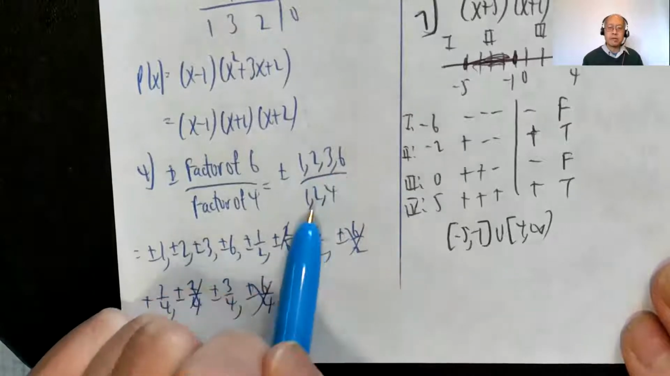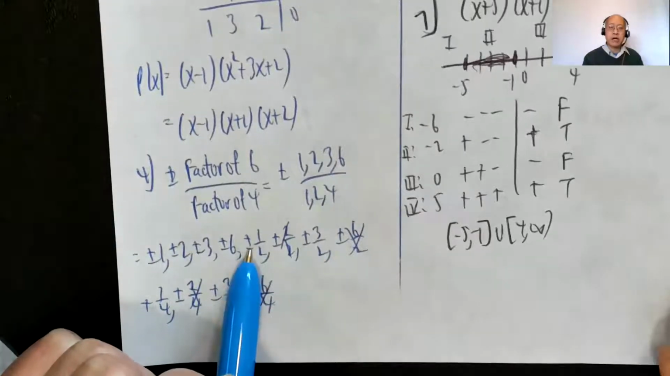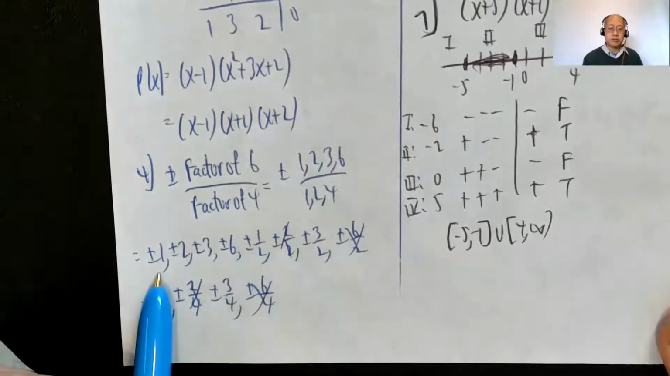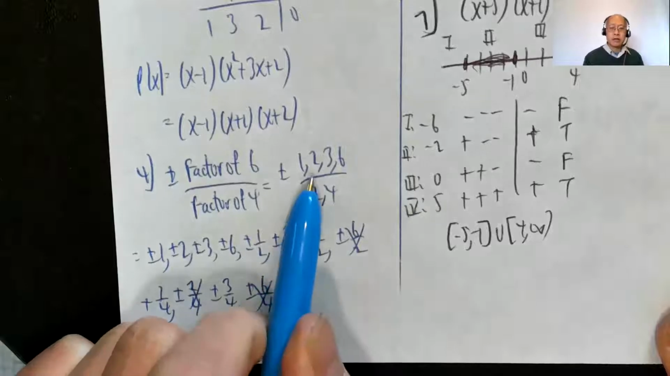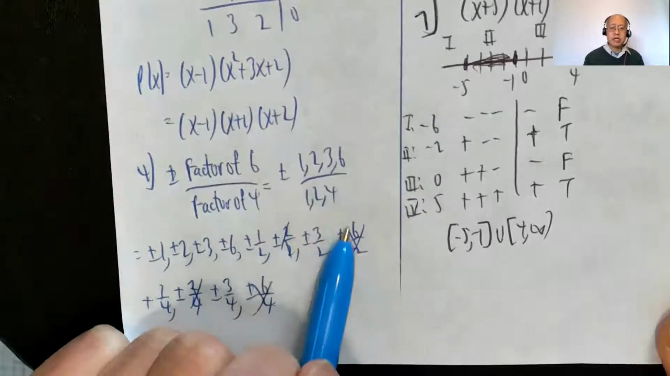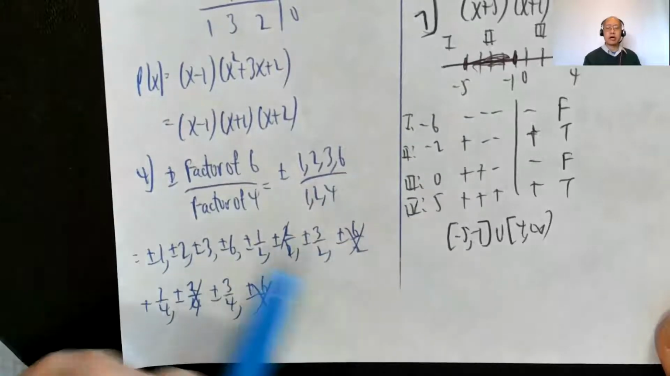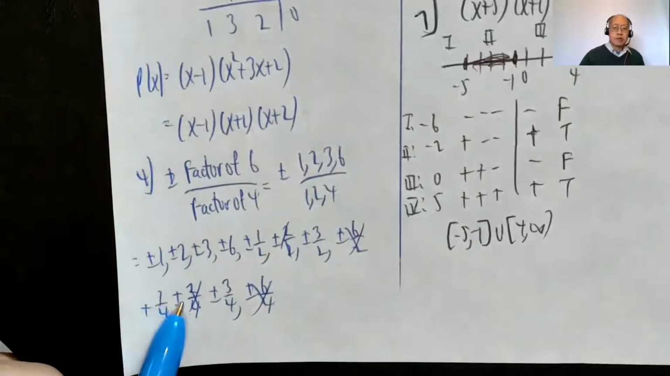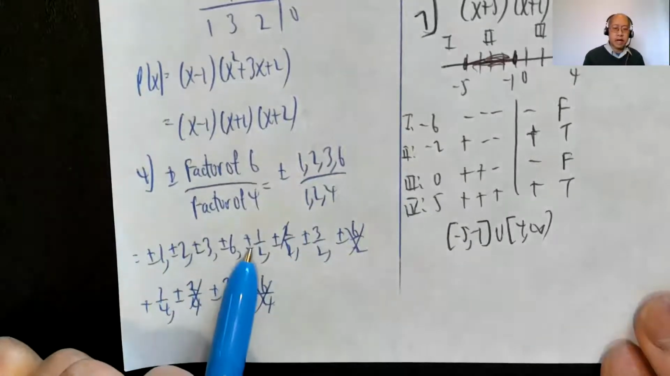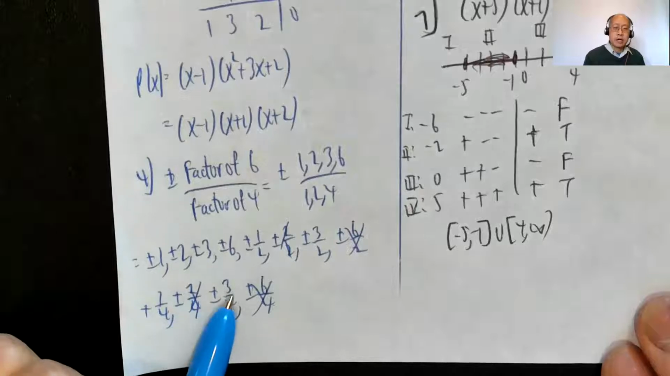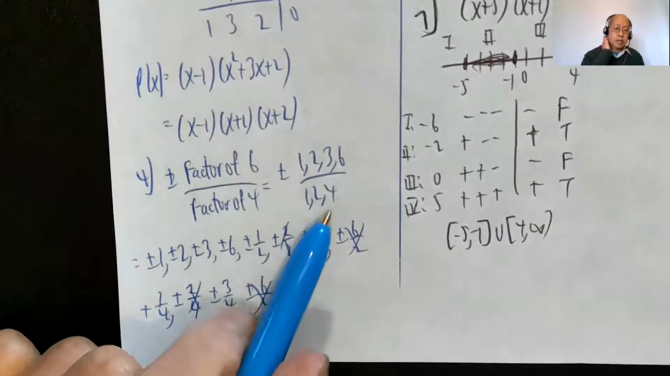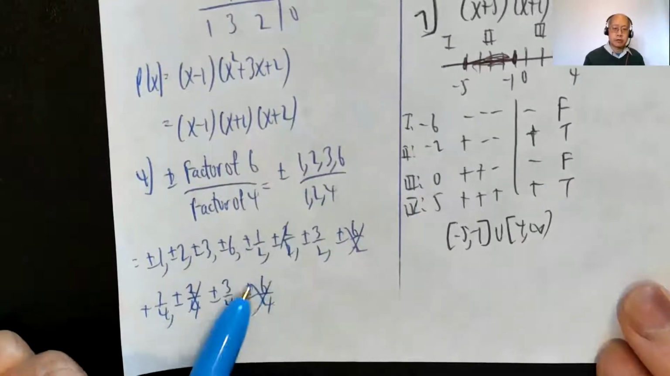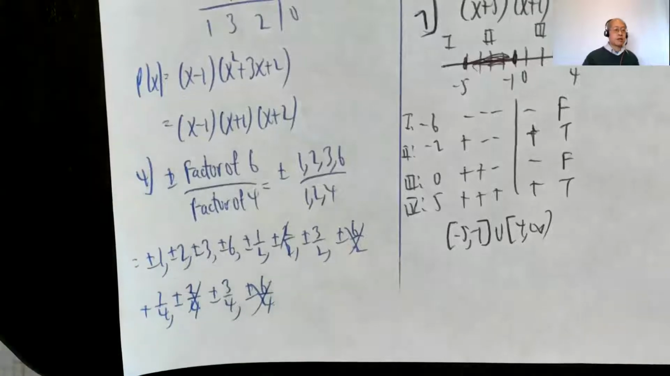Take the same 4 numbers and divide by 2. So plus or minus 1/2, 2 halves, but 2 halves is the same as 1, so I don't need to repeat it. Plus or minus 3 halves, plus or minus 6 halves, 6 over 2 is 3, so I can cross that out. And then these same 4 divided by 4: plus or minus 1/4, plus or minus 2/4, well, that's the same as 1/2, so cross that out. Duplicate. Plus or minus 3/4, plus or minus 6/4, 6 over 4 is the same as 3 over 2, so cross that out. So here is my entire list.